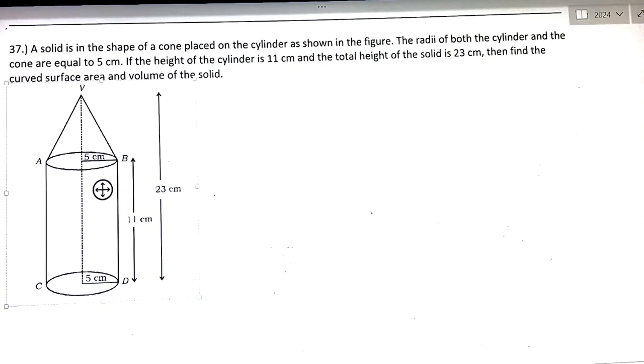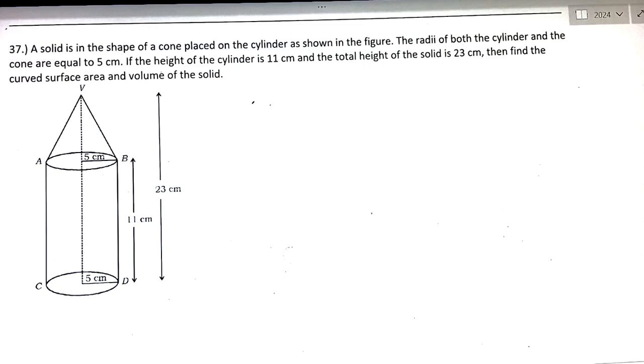So how do we find the CSA of the solid? The CSA of solid equation will be CSA of cylinder plus CSA of cone. And what is the volume of the solid? Volume of cone plus volume of cylinder. We need to write the formula first so that you'll have an idea what data we need to find out to solve this equation.